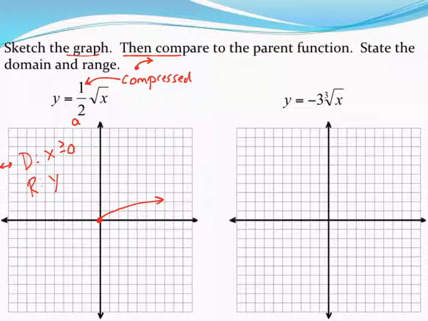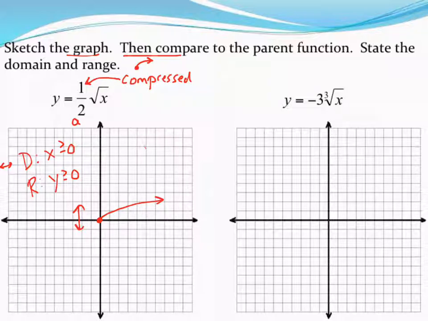Your range, if you think visually, is how high or how low the graph goes. Well, again, it starts from 0 and goes up from there. So y has to be greater than or equal to 0. Again, I'll give you some hints on some other examples in this video as we go. Okay, so there's our square root graph.